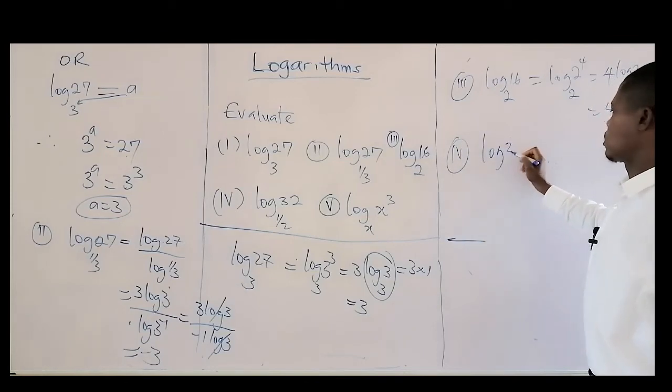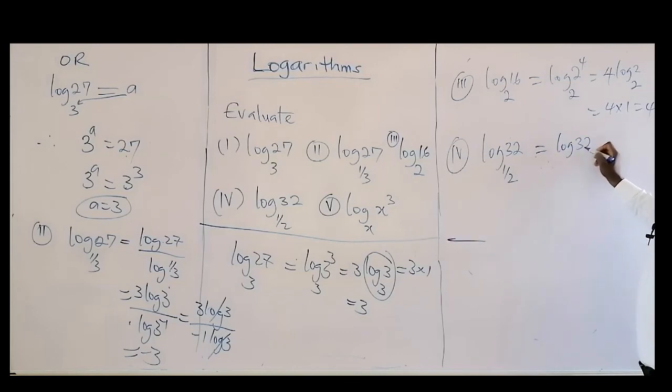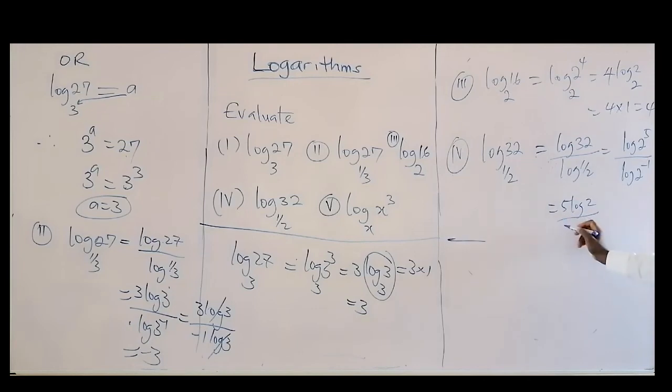Then the next one, log 32 base half. This will be equal to log 32 over log half. And 32 is 2 power 5, and this will be log 2 to the minus 1. And that will be equal to 5 log 2 over minus 1 log 2. So log 2 will cancel. We have minus 5. So that's our question.